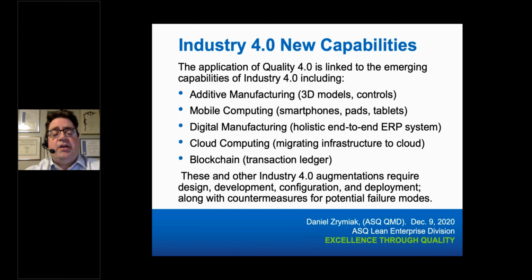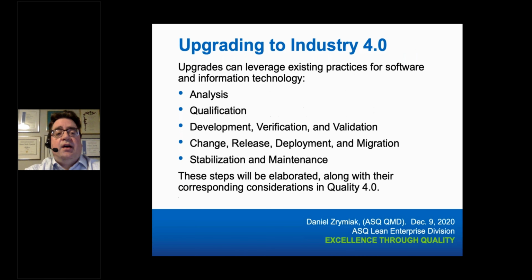Items like cloud computing and blockchain are really the application, the enhancement of infrastructure and data tracking to use current technology and capabilities. So with these and other augmentations, there are phases of design, development, configuration, and deployment, which I'll elaborate on as ways to bring these in, but which also include their own countermeasures for potential failure modes. So to simplify, I've broken it down into 5 phases, drawing from the ITIL practices, the IT Infrastructure Library. I'll elaborate on these, but any solution would have to be analyzed.